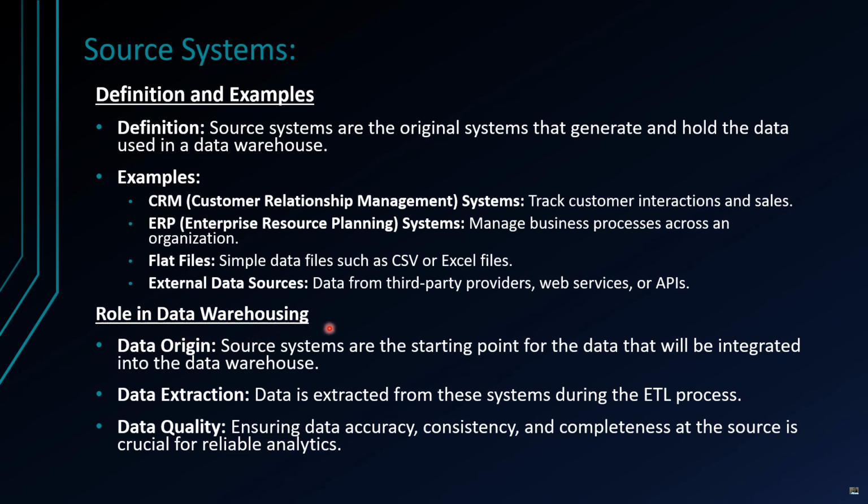The role of source systems in data warehousing is data origin, data extraction and data quality. These are important in data warehousing. The source systems are the starting point of the data that will be integrated into the data warehouse. After that, the ETL process starts. Data is extracted from these systems during the ETL process, that is, extract, transform and load. Data quality needs to be checked, ensuring data accuracy, consistency and security, which are crucial for reliable analytics.